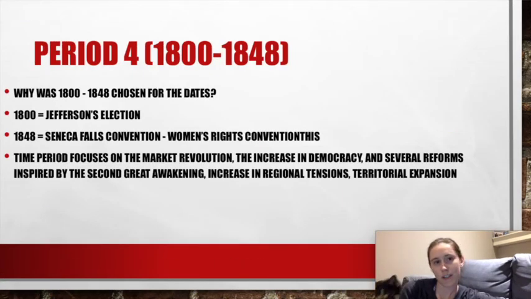So whenever we look at period 4, we're looking at 1800 through 1848. The reason those dates were chosen: we have 1800, which is Thomas Jefferson's election, as well as 1848, which is the Seneca Falls Convention, or the Women's Rights Convention.